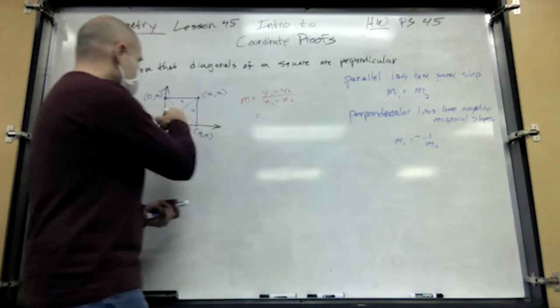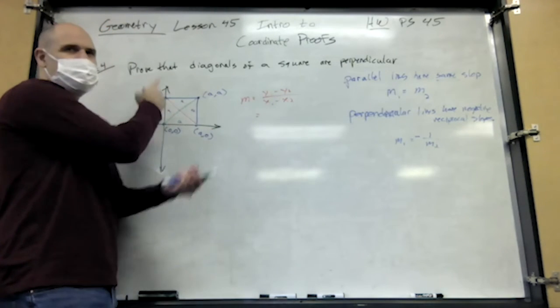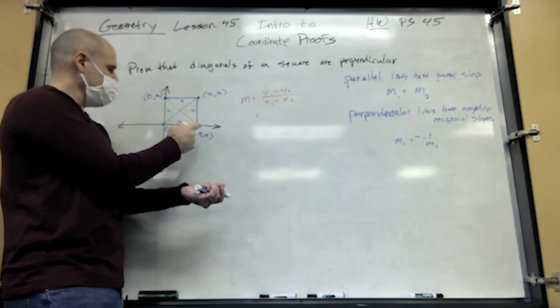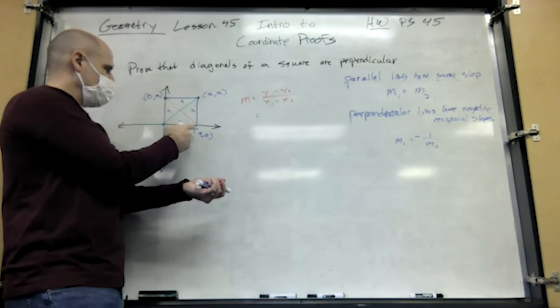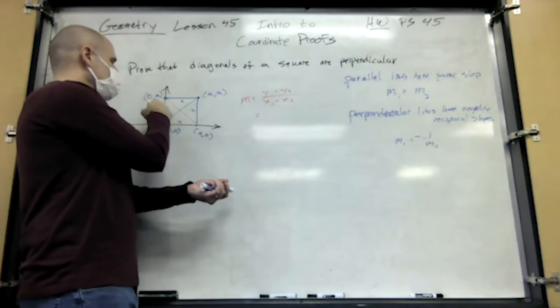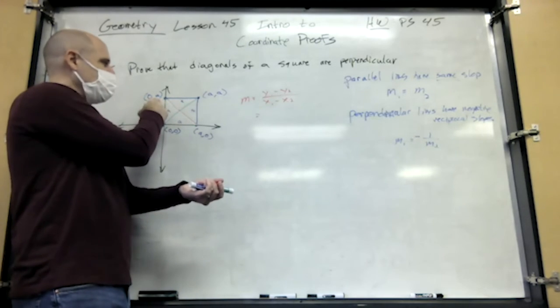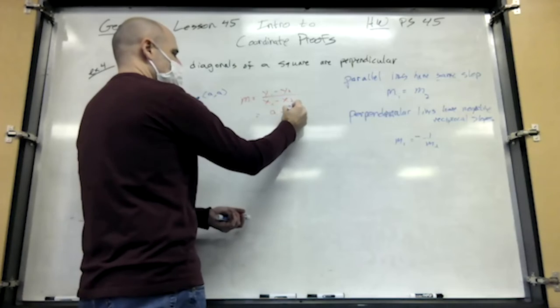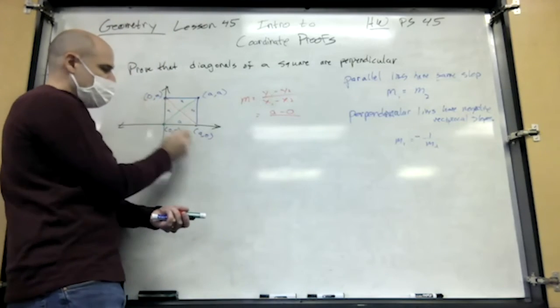Okay? So in M1, let's choose, it doesn't matter which one you do first. So how about we do, what do you want to do first? Let's do this first. So let's see, y1 minus y2. So A minus 0 over 0 minus A.